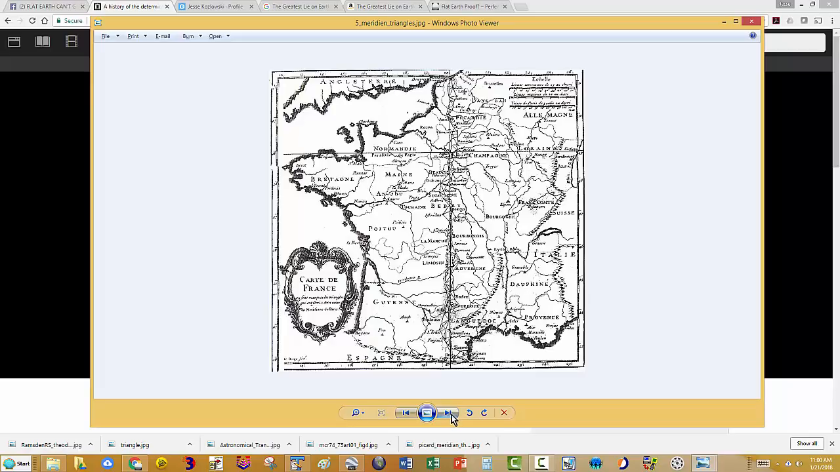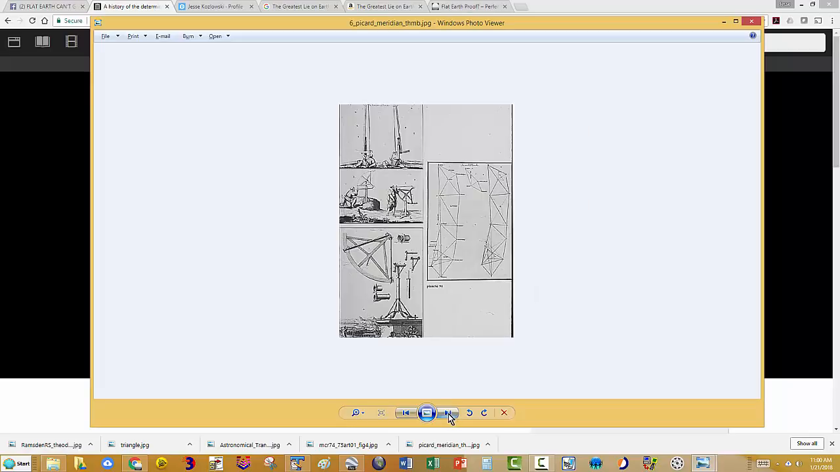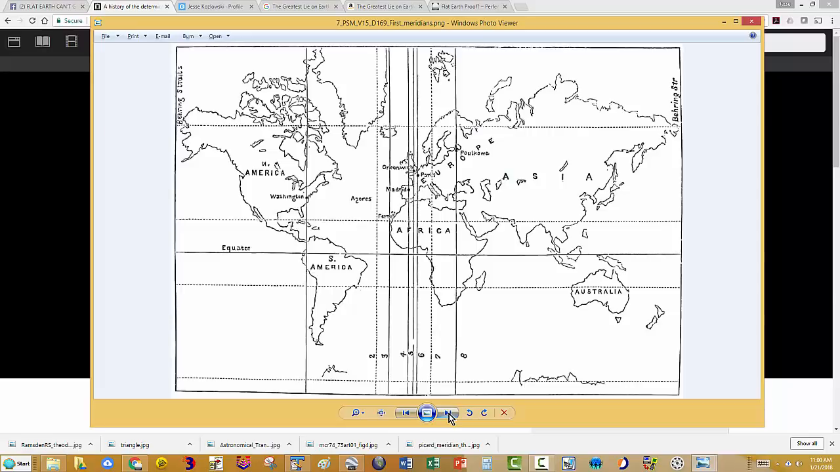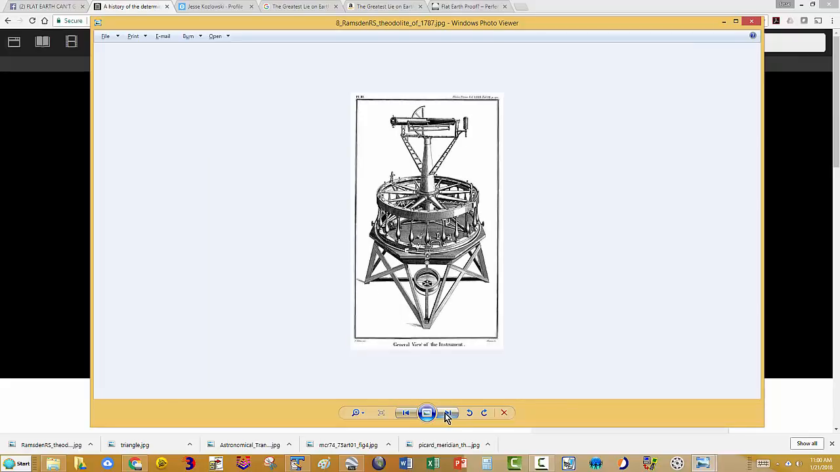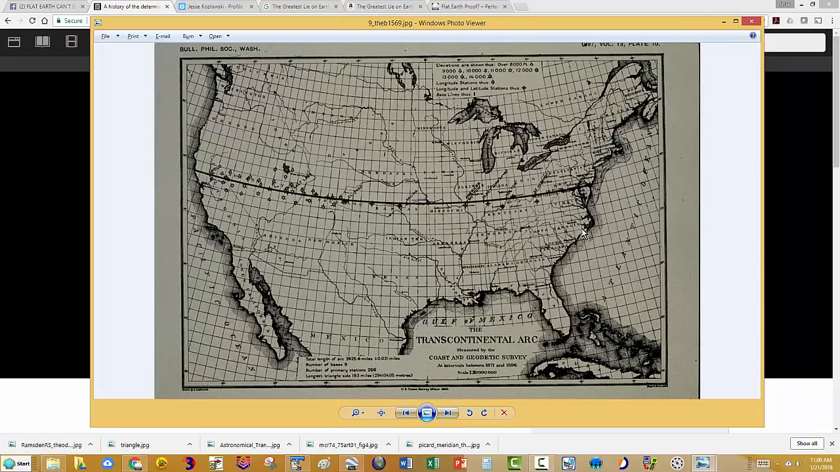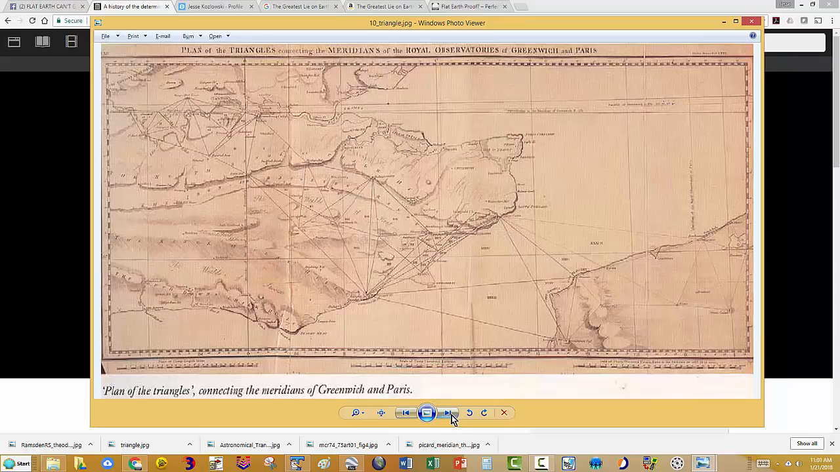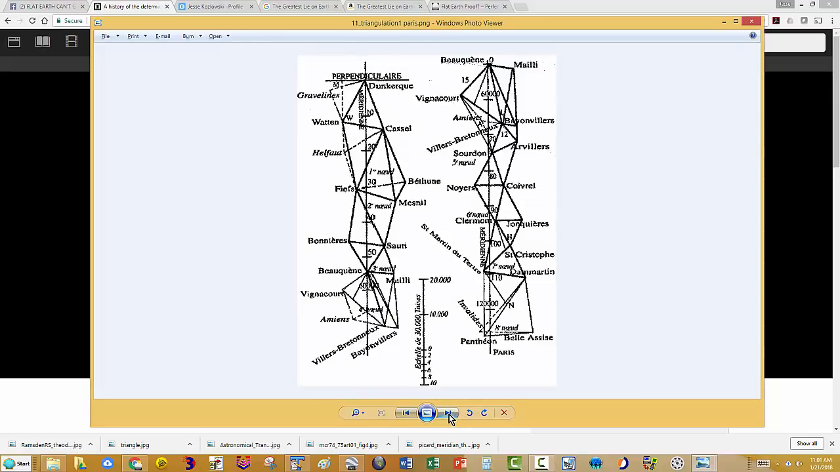Here's another triangulation map, and I've already downloaded lots and lots of these maps. They're really nice to look at, giving you a picture of what it was that they were doing back then. Here's one of these large instruments that you wouldn't recognize today. That's nothing like what we use in surveying today. This is a cool map showing the triangulation they performed along the 39th parallel. I love this map. Here's the triangulation they performed to connect the two observatories in Greenwich and Paris across the English Channel. It's very interesting. Just another map of triangulation.